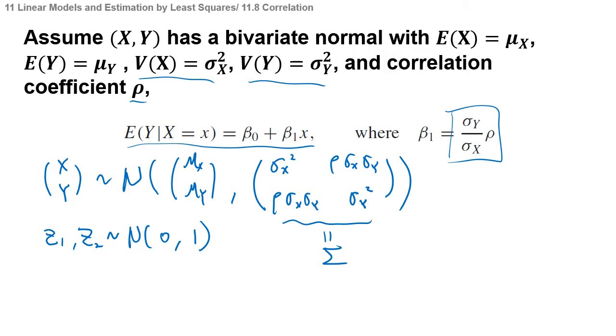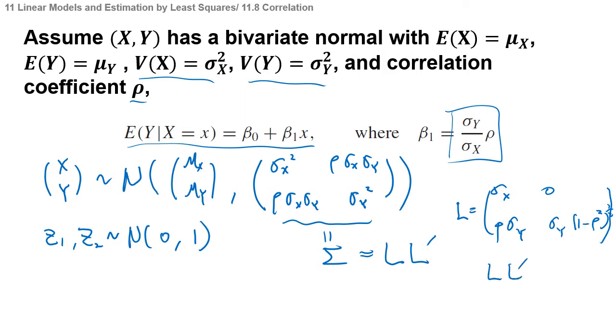And let's say sigma can be represented as L L prime, and one form of L we can set is sigma x, 0, rho sigma y, and sigma y times square root of 1 minus rho squared. Yeah, let's define our L this way, and then you can check that L L prime becomes sigma. Actually, L is a Cholesky decomposition of this sigma.